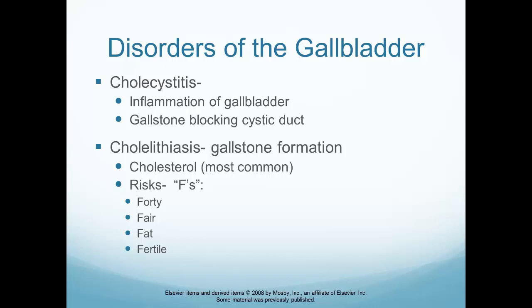This is very common, and there are certain things we can look at to tell us who is going to have cholelithiasis, which is the gallstone formation as a result of cholecystitis. So this is kind of like the chicken and the egg. What happens first? Did the gallbladder become inflamed, causing the person to develop gallstones, or did the gallstones form, causing inflammation of the gallbladder? But cholecystitis is the inflammation of the gallbladder. The actual stone formation is called cholelithiasis.